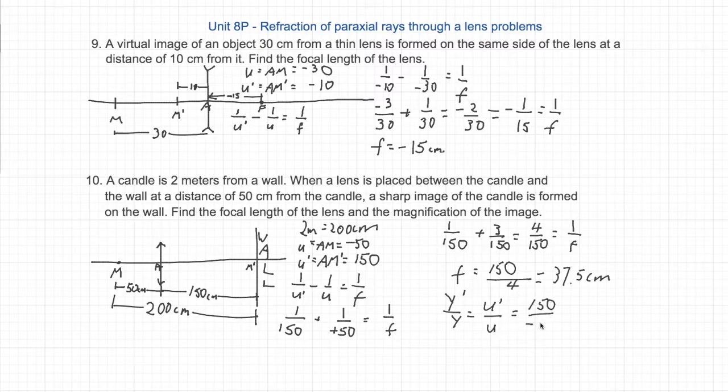Magnification, the image size over the object size, is u prime over u. We find it equals negative 3, which means that the image is 3 times the size of the object and inverted.